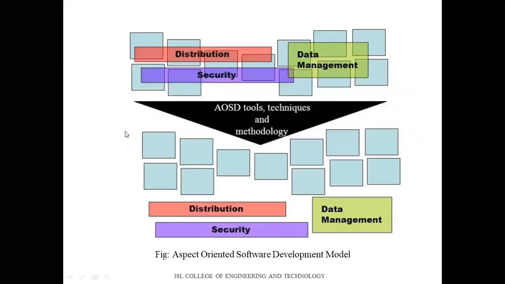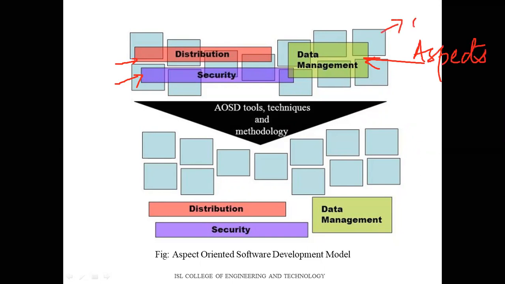Now there's an example. In this particular example, you've got the distribution of data, then you've got the security, you've got data management, and the blue ones are the different components. These are the different aspects, that is distribution, security, and data management. These are the different aspects that are overlapping upon the different components.